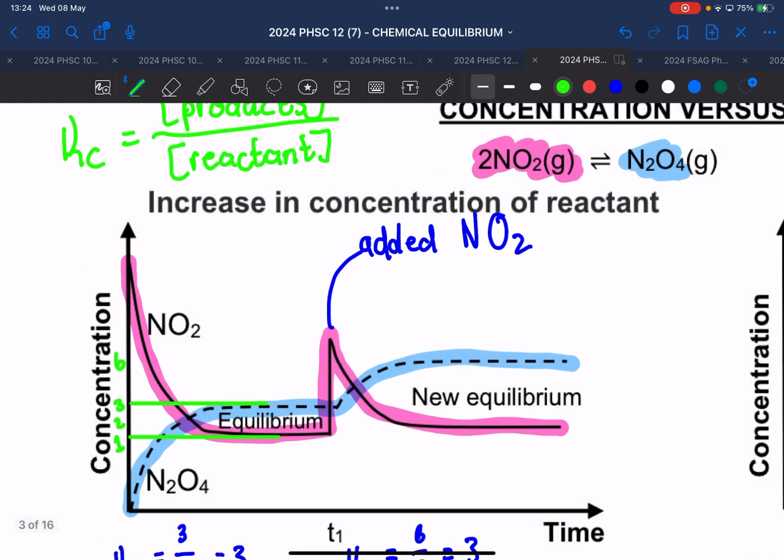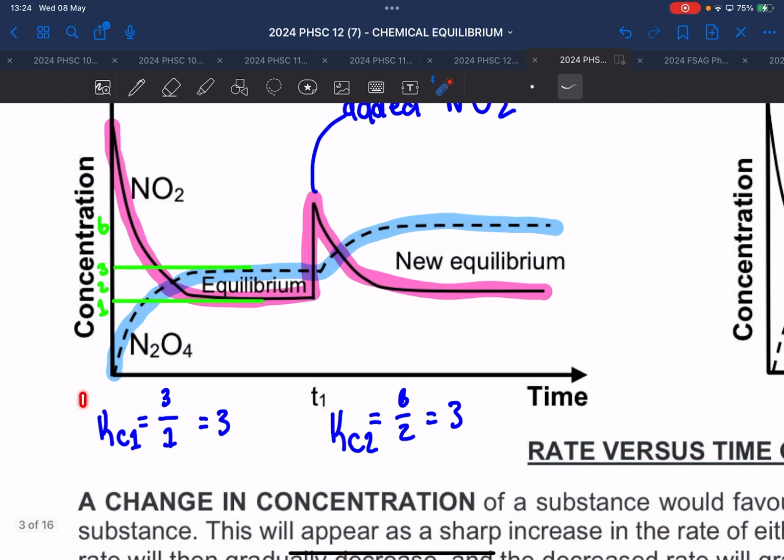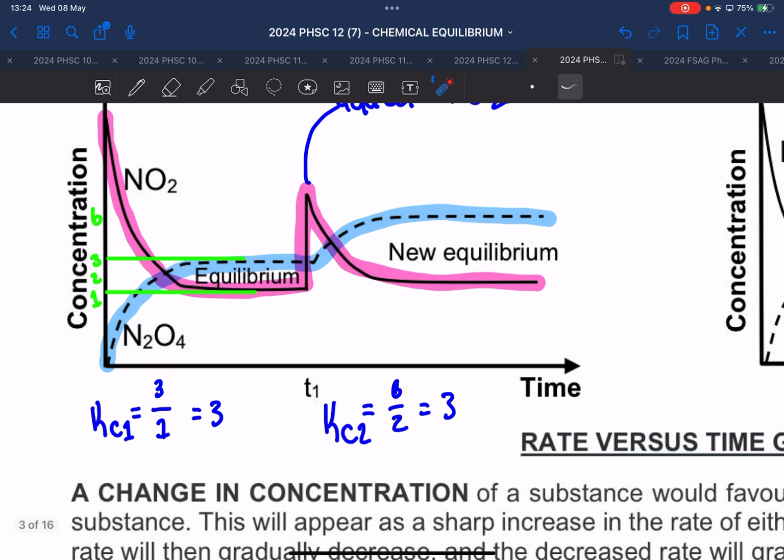So our y-axis here shows us the concentration. These values 1, 2, 3, and 6 are our concentrations. At the bottom, when we are in equilibrium, from the pink line, we have a concentration of 1 for reactants. At the top, we have a concentration of 3 for our products. That's how we get to this Kc value. A concentration of 3 for our products, a concentration of 1 for our reactants, and we get a Kc value of 3. It is a constant, there is no unit.